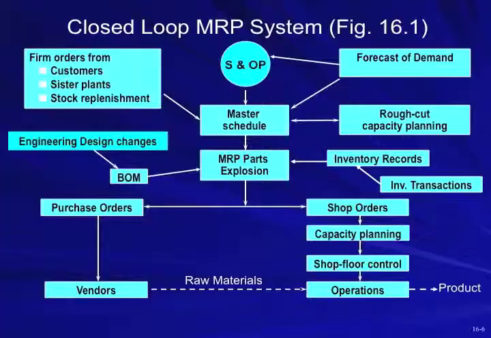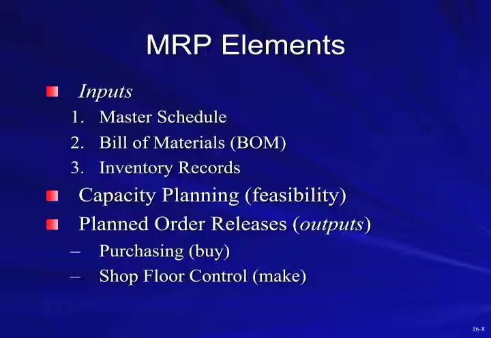Figure 16.1 gives you a closed loop MRP system to get a visual of how all these elements come together and what the sequence and flow is of these elements. We talked about different types of inputs, and the 3 inputs that go into an MRP system are: you have to have a master schedule first, you have to have defined your bill of material, and then you have to input a record of your starting inventory.